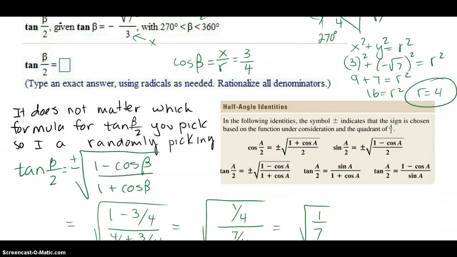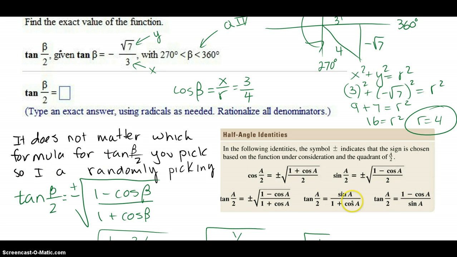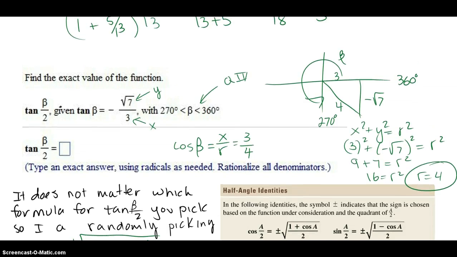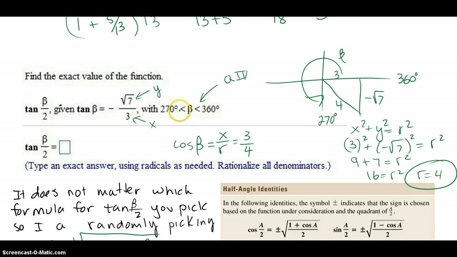I do need to figure out the sign because this is plus or minus. If you used one of these two formulas, you wouldn't have had to figure out the sign. Since we're using this formula, we do have to figure that out. So we're doing a half angle. This is beta. So what's beta over 2? If I divide everything by 2 here, we would have 270. Let's do that in red. So I'm going to divide everything by 2. So what would that be?